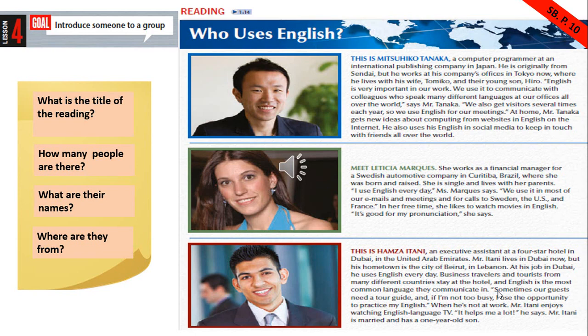Who uses English? This is Mitsuhiko Tanaka, a computer programmer at an international publishing company in Japan. He is originally from Sendai, but he works at his company's offices in Tokyo now, where he lives with his wife, Tomiko, and their young son, Hiro. English is very important in our work. We use it to communicate with colleagues who speak many different languages at our offices all over the world, says Mr. Tanaka. We also get visitors several times each year, so we use English for our meetings.